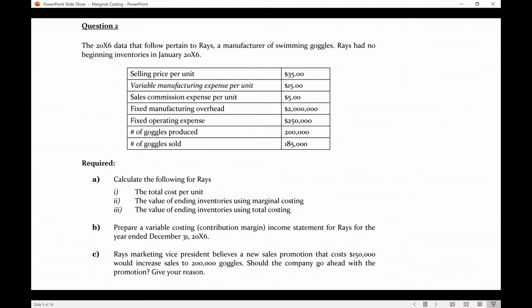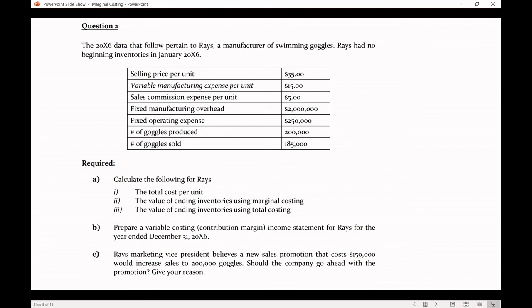You have sales commission expense per unit. And here we can say, okay, sales commission, it's a variable cost because it's per unit, and when you get a commission, it's usually based on what you would have sold, right? So this varies directly and proportionately with how much goods you sell. So we're saying our sales commission here is a variable cost and it's per unit, right?